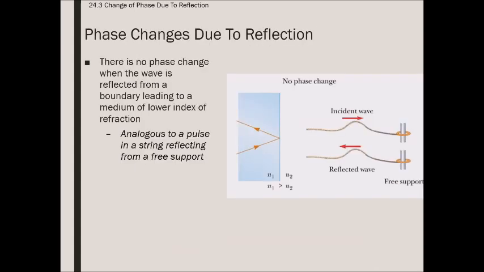If, however, the wave bounces off of something that is squishy or bendy, so for a string it would be the ring on the pole where it can move up and down with the wave, it is not inverted. So the equivalent case for light is that n2 is less than n1. So if we're in glass, in water, in plastic, and going into air, that reflected ray is not inverted.